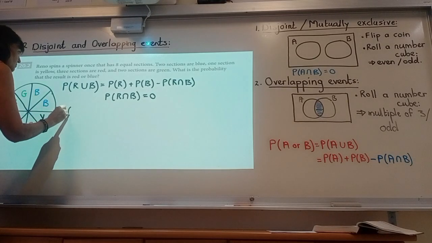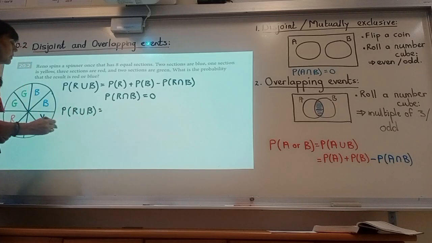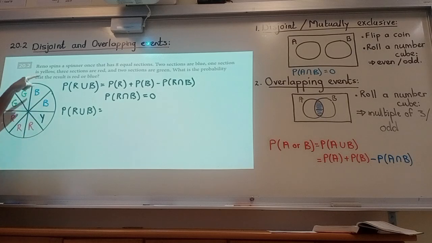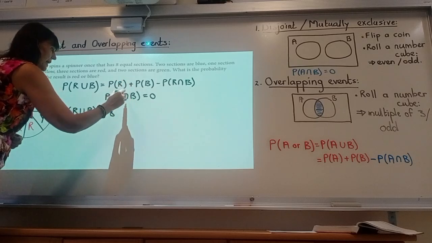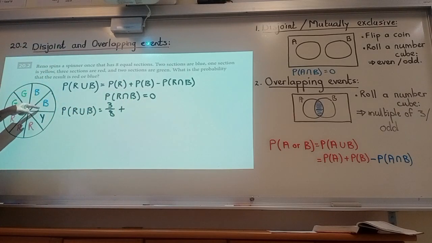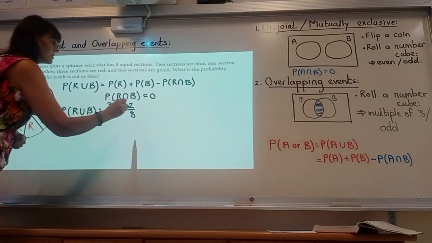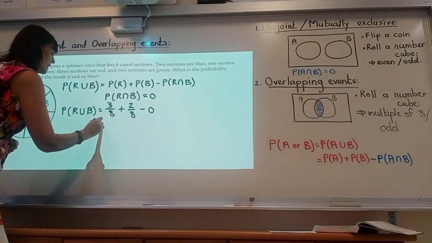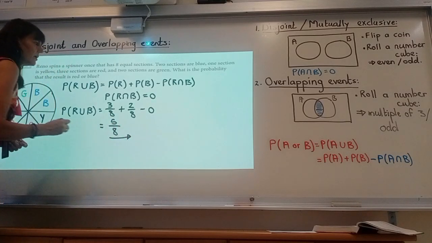So the probability that we have red or blue will only be the probability of red plus blue. Now remember what probability is always like. 3 red out of a total of 8, 3 over 8, plus blue, 2 blue out of 8, 2 over 8, and we're going to subtract 0. And if I add this, I get 5 over 8. And I can leave my answer like that.